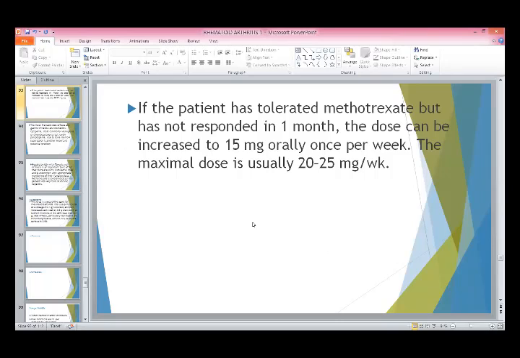So the usual dose of methotrexate is 7.5 milligram. If the patient can tolerate this dose, we can increase it up to 25 milligram per week. The maximum dose is 10 to 25 milligram per week. Starting from 7.5 milligram, we can go up to 25 milligram per week. 2.5 milligram tablets, divided into 3 doses. The total dose is up to 25 milligram per week.